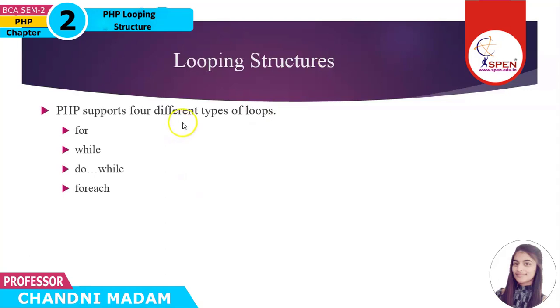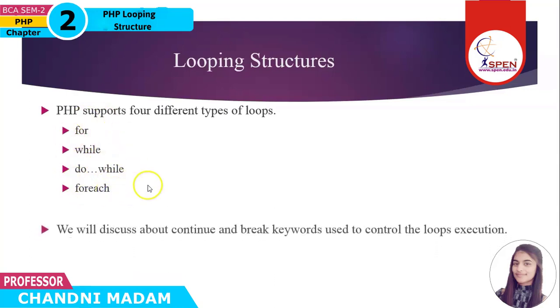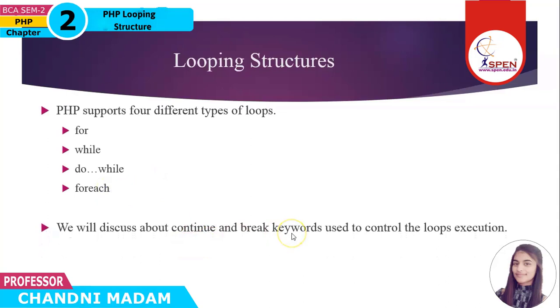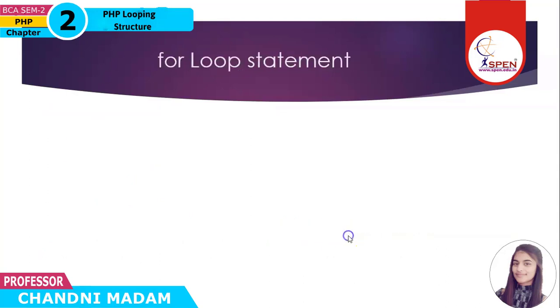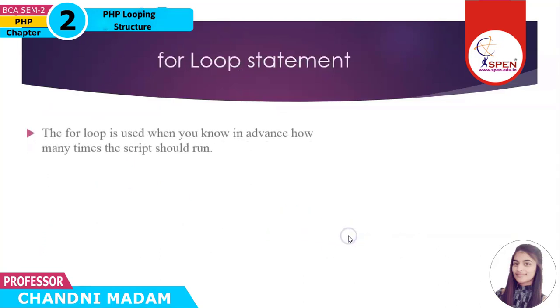Here four types of loop are provided by PHP. First is for loop, second is while loop, third is do while, and last is foreach. We will see all of these one by one in this session, and we will also see the continue and break keywords in this session. So let us see the for loop.